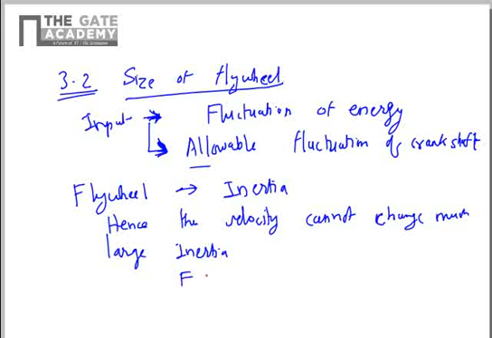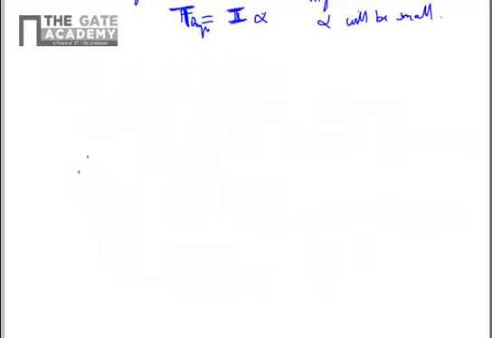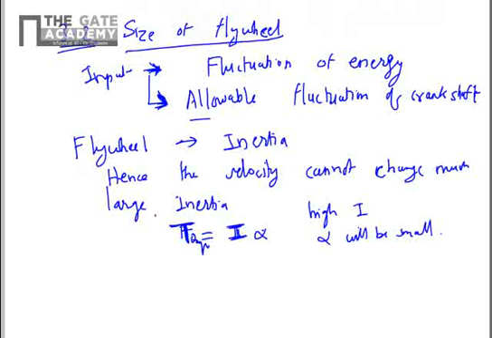Since force is equal to mass into acceleration, in angular terms the torque is equal to the moment of inertia into angular acceleration, I alpha. So if you have a very high moment of inertia I, then alpha will be small. So the acceleration will be small and then the change in speed will be small. So this is the main working principle of a flywheel.